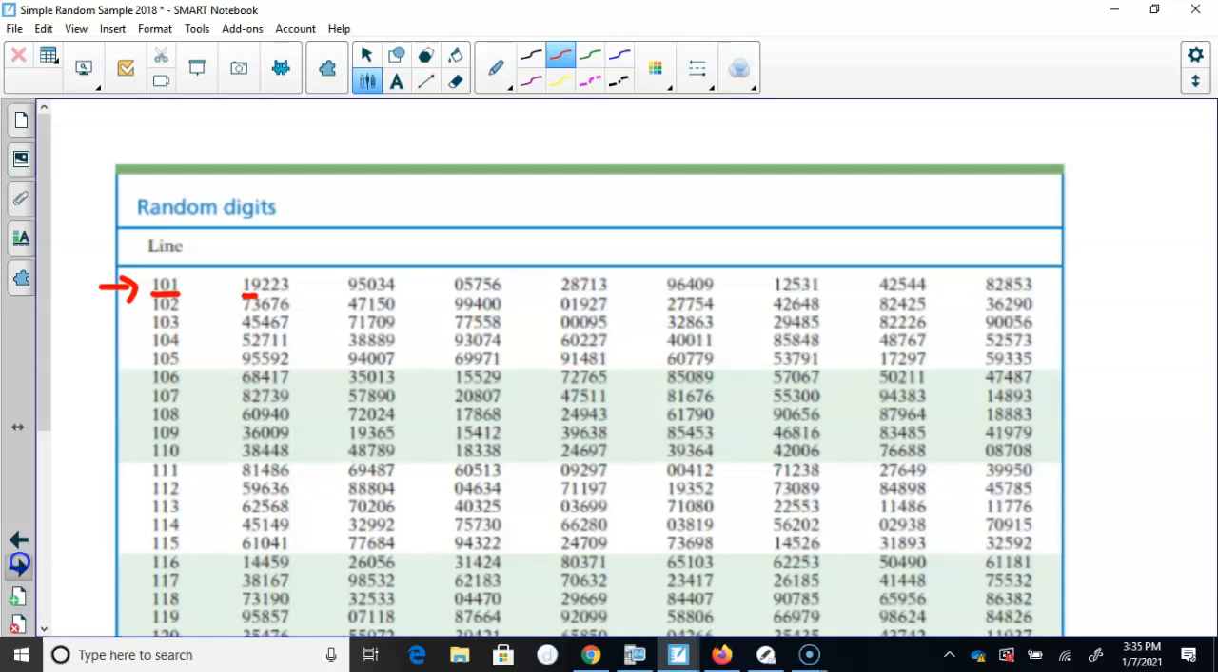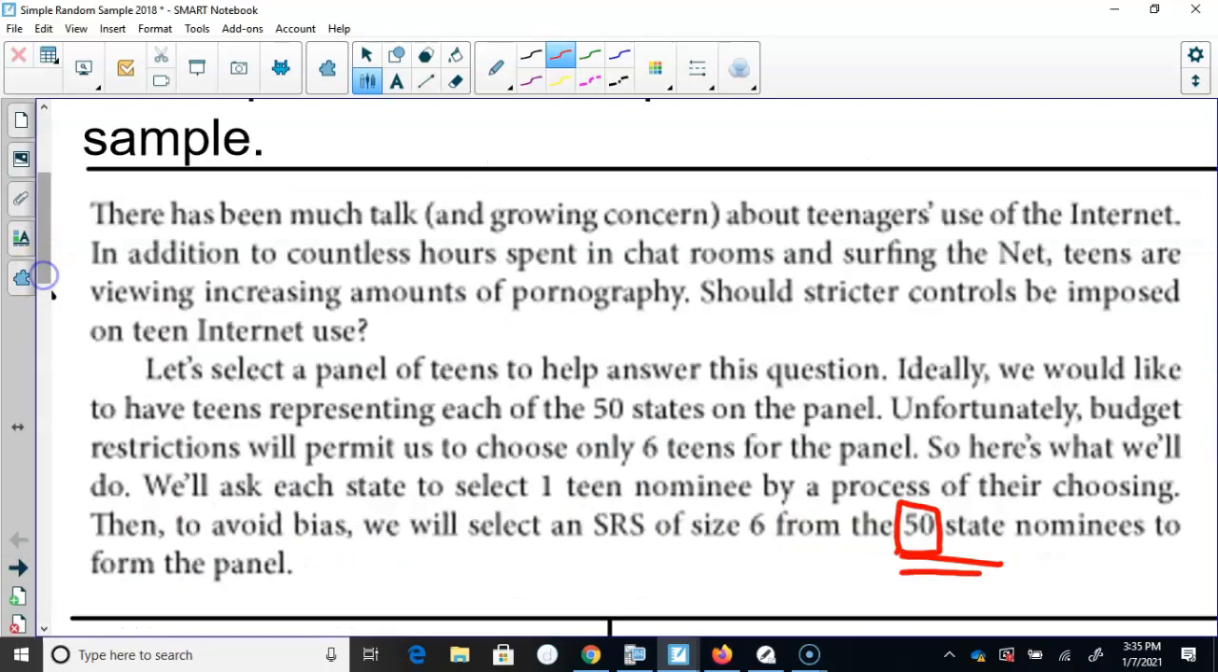Why 19? Because I have 2 digits, 01 through 50. And I'm going to say to myself, out of those 50 people that are in my hat, is there going to be a number 19 in there? And yes, there is. Why?